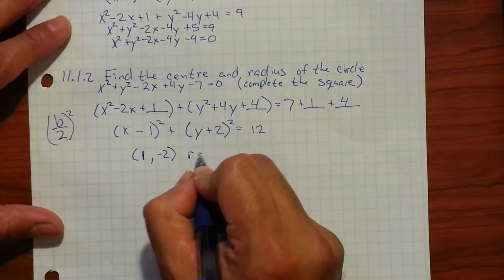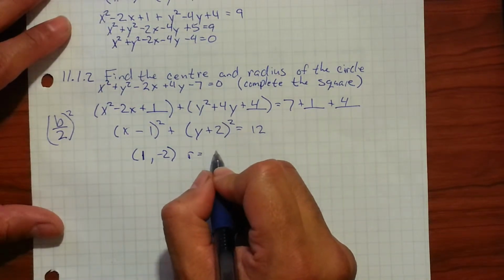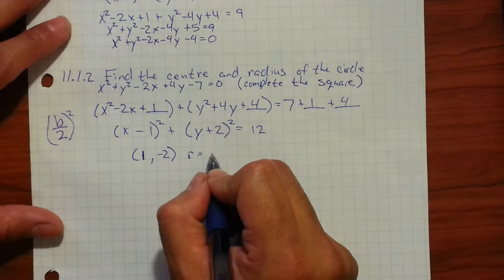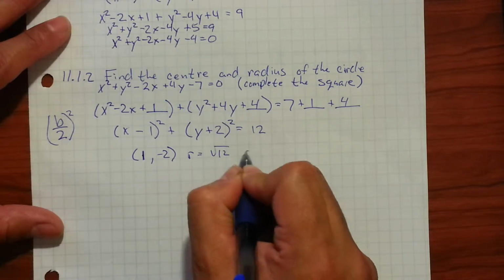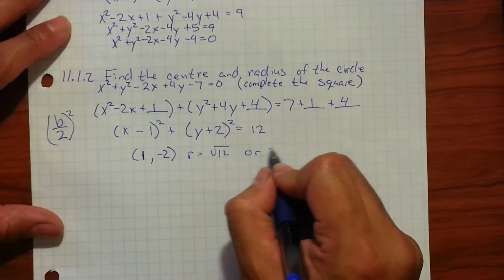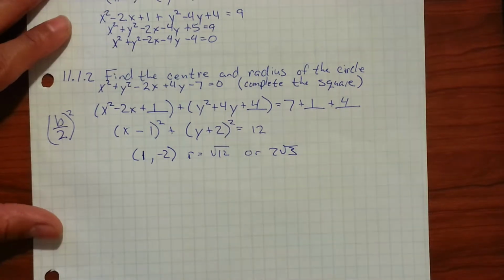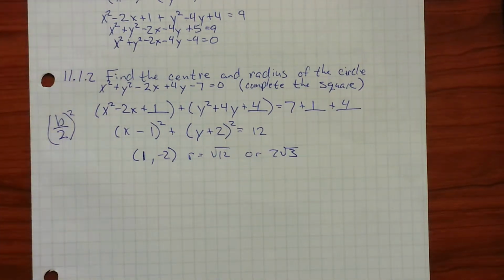And my radius is going to be the square root of this, so it's going to be the square root of 12, or I could write it as 2 square root of 3. So factor it out. I'll accept either answer for this.